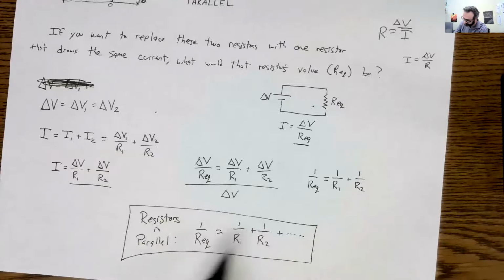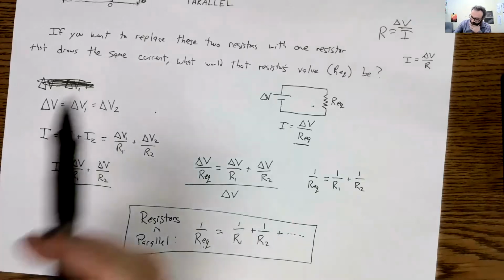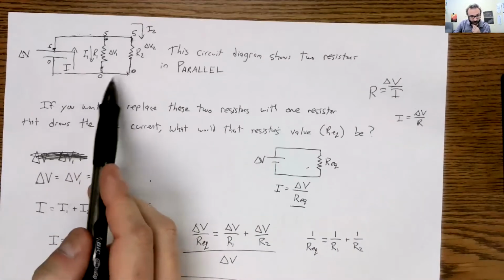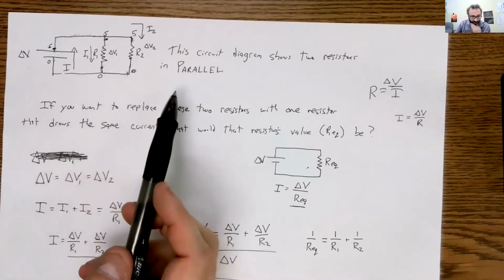So what we can see is that the more resistors you have in parallel, the smaller the equivalent resistance is going to be. That's the opposite of resistors in series. When we put resistors in series together one after another, the equivalent resistance was just R1 plus R2 plus R3. So more resistors in series means more resistance. But it's different with parallel. In parallel, more resistors in parallel means less resistance.